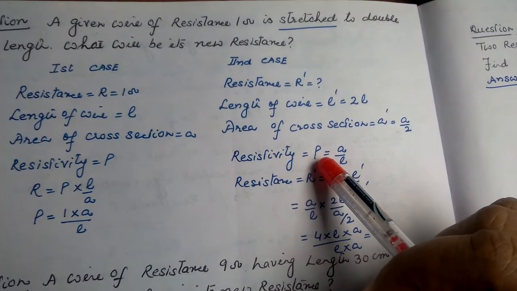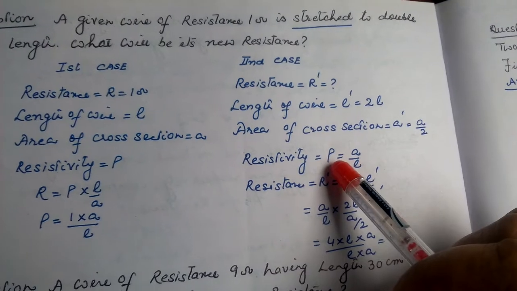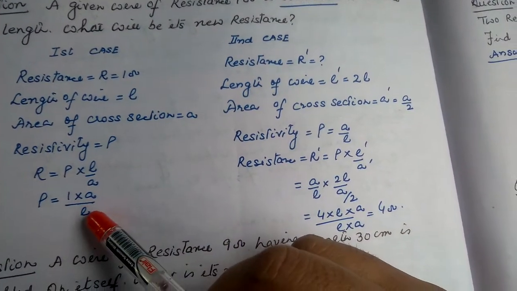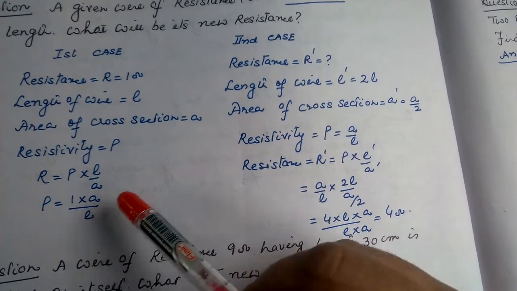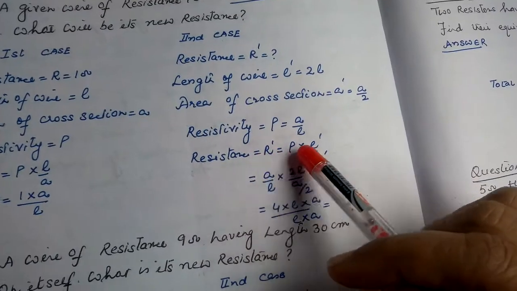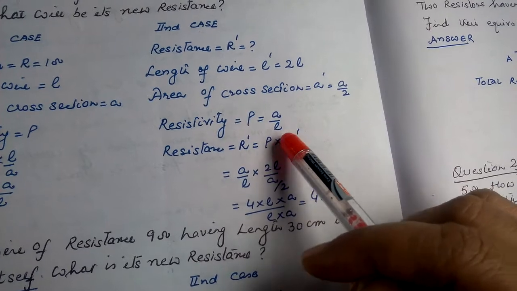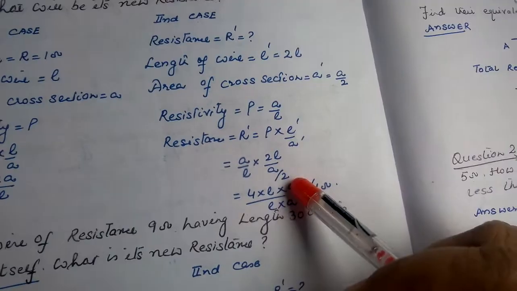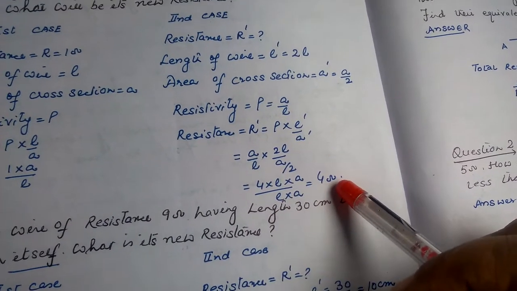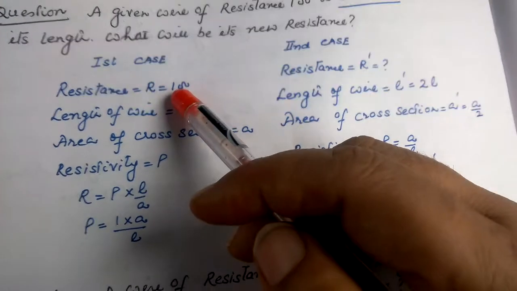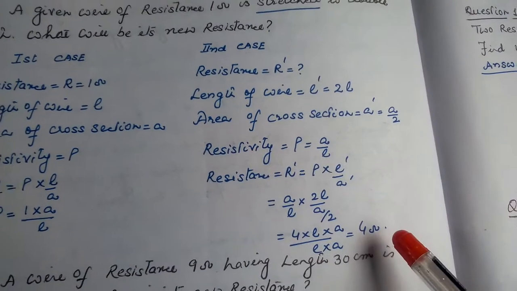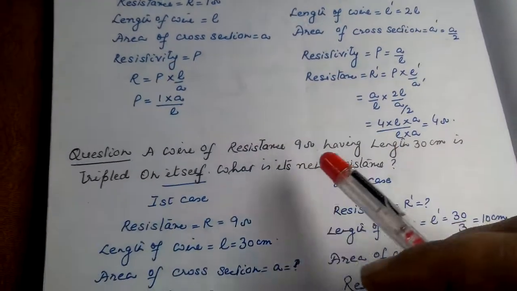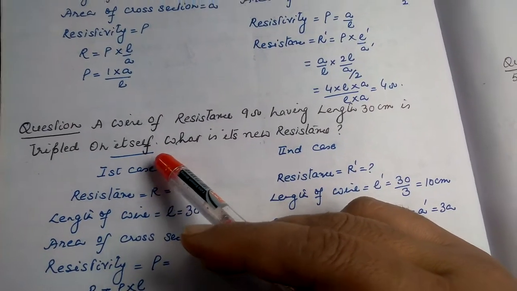Resistivity remains the same, because resistivity depends upon material and temperature, and here material and temperature are the same. So we can take the resistivity of the first case. The new resistance R dash is equal to rho into L dash upon A dash. Here new length is 2L, area A by 2. Solve this, the answer is 4 ohm. That means the original resistance 1 ohm becomes 4 times when you stretch it to double.